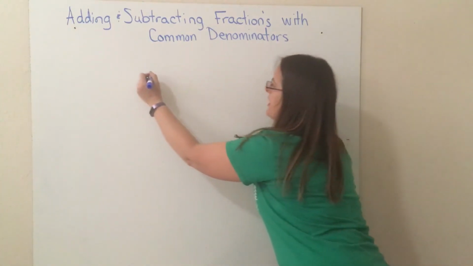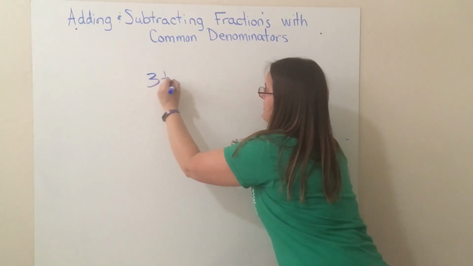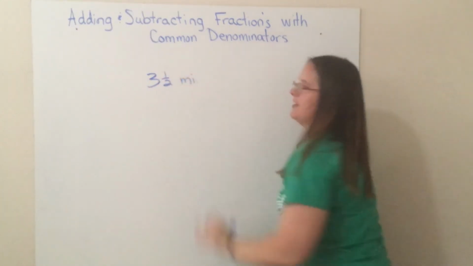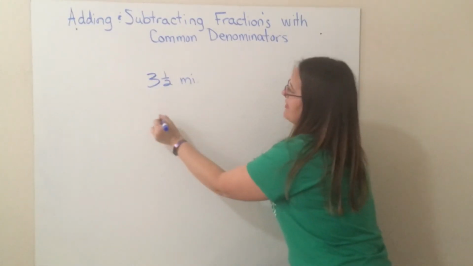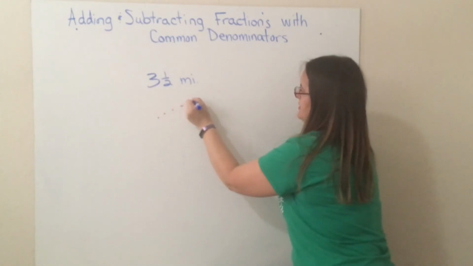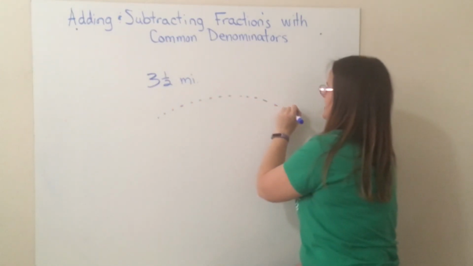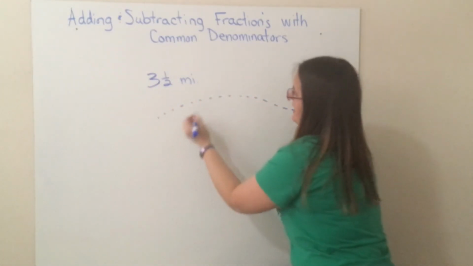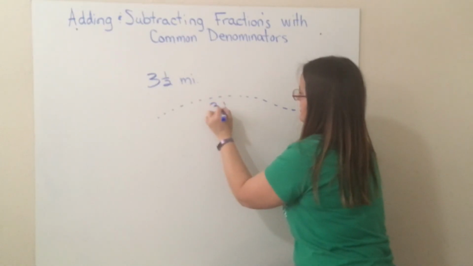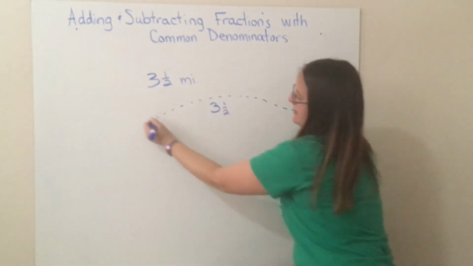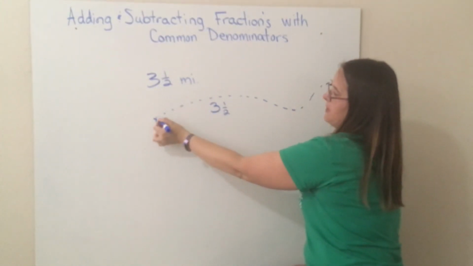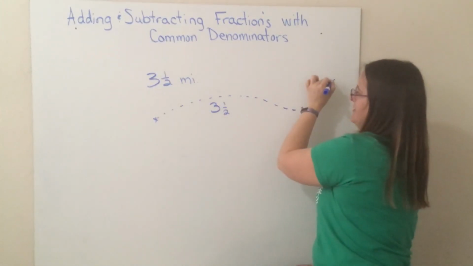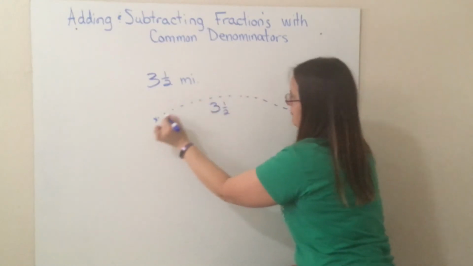Okay, so we have a trail that's 3.5 miles. When in doubt, draw it out. So they're hiking along a trail. We'll say this dotted line is the path. Okay, and this trail is 3.5 miles. They start here, they end here, but once they get to the end, then they turn around and go back.